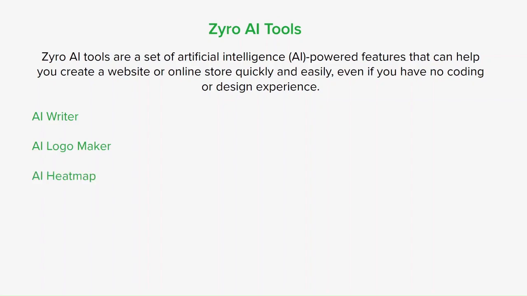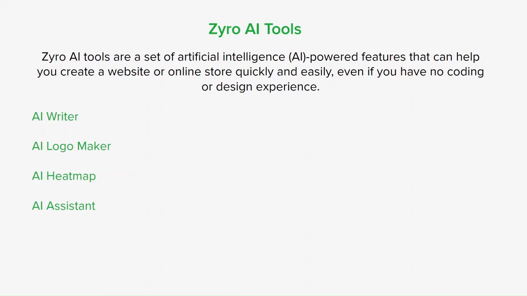You have the heat map, and this shows you how visitors are interacting with your website, so you can make changes to improve your user experience. And you have the AI assistant, and this tool provides you with personalized recommendations and advice on how to improve your website. In addition to these tools, Zyro offers a variety of other features like the drag and drop editor, which we've seen so far building out our website. There's e-commerce integrations, which we will cover in our next video, and also some SEO tools as well that we'll go over today.